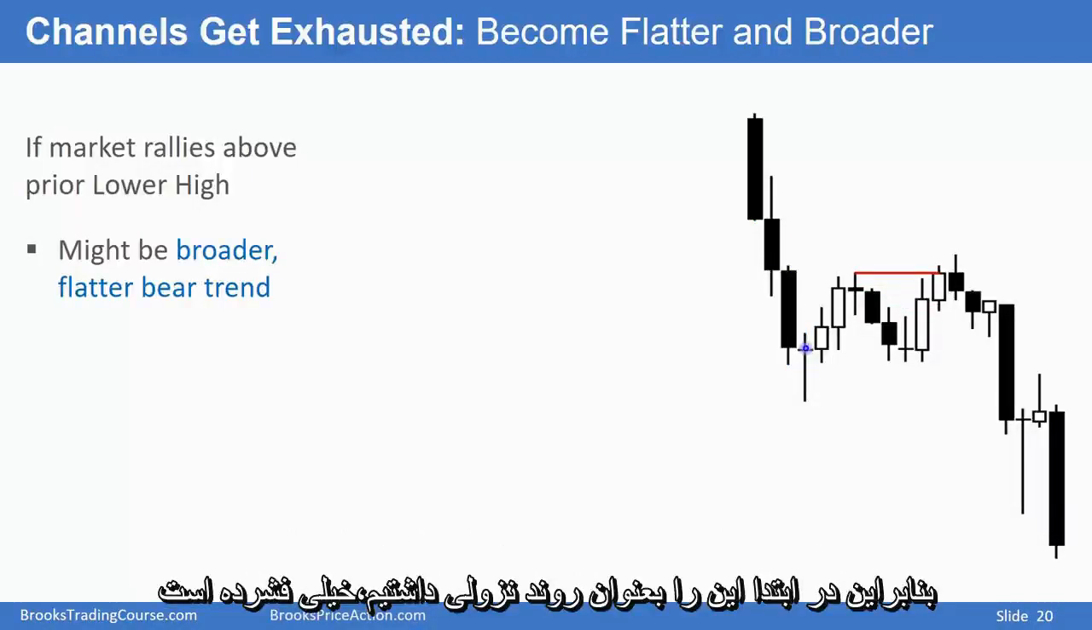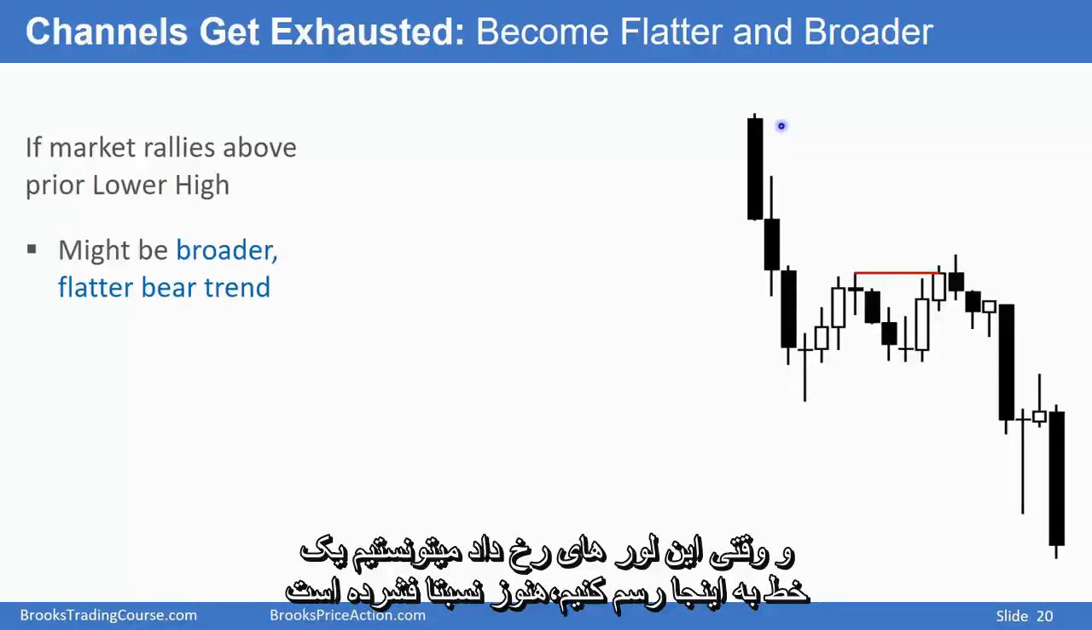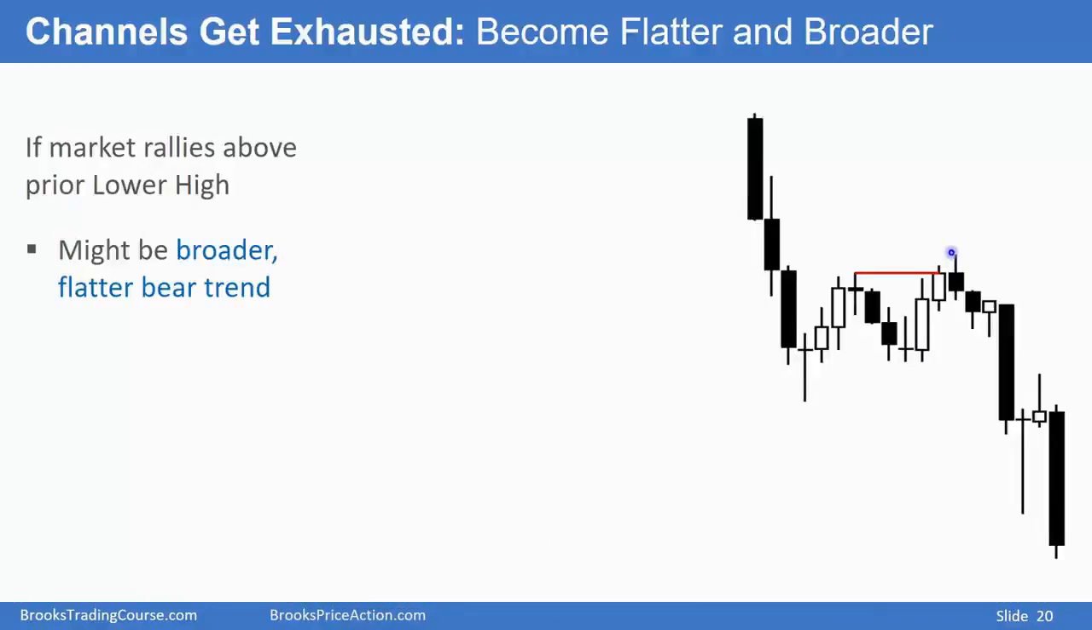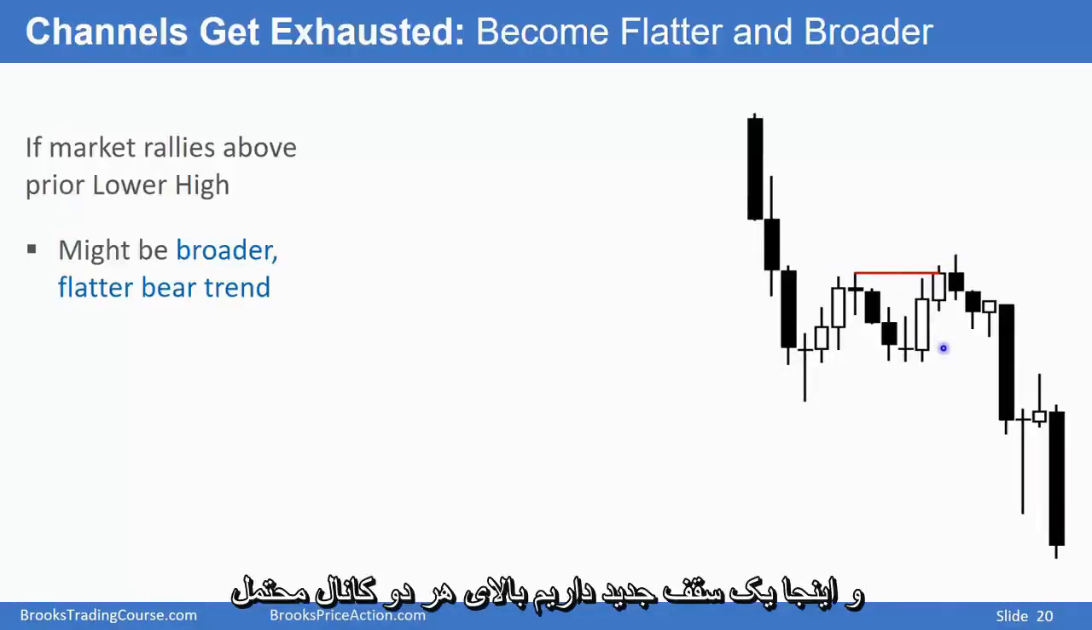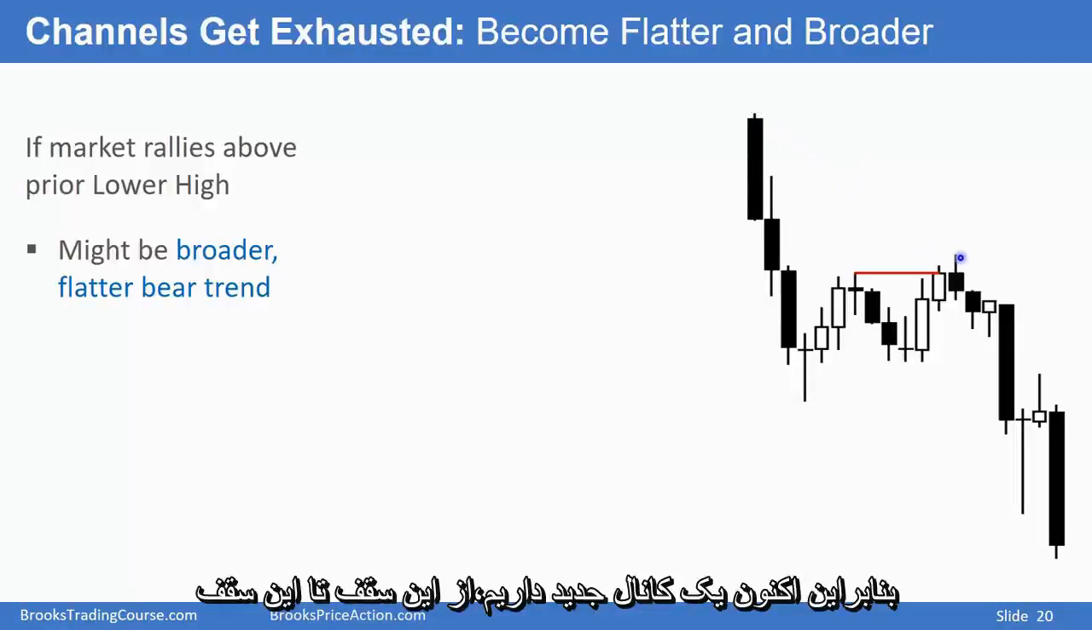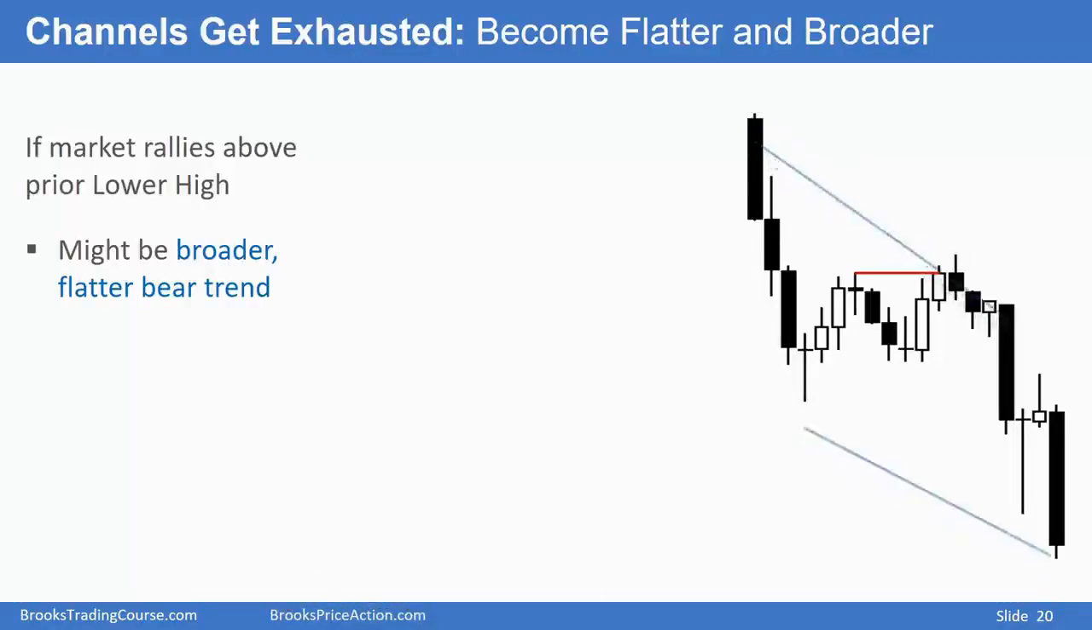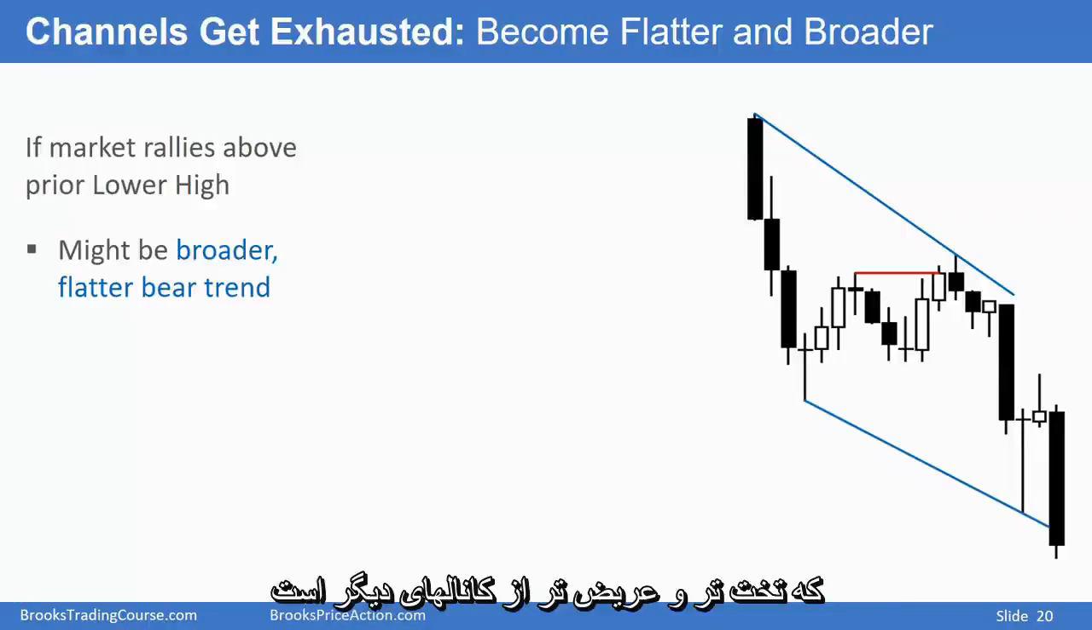So initially we had this as the bear trend, very tight. And then once we have this lower high, we can draw a line here, still pretty tight. And now we have a new high above both of those possible bear channels. So now we have a new channel from this high to that high, and it's broader and flatter than the other channels.